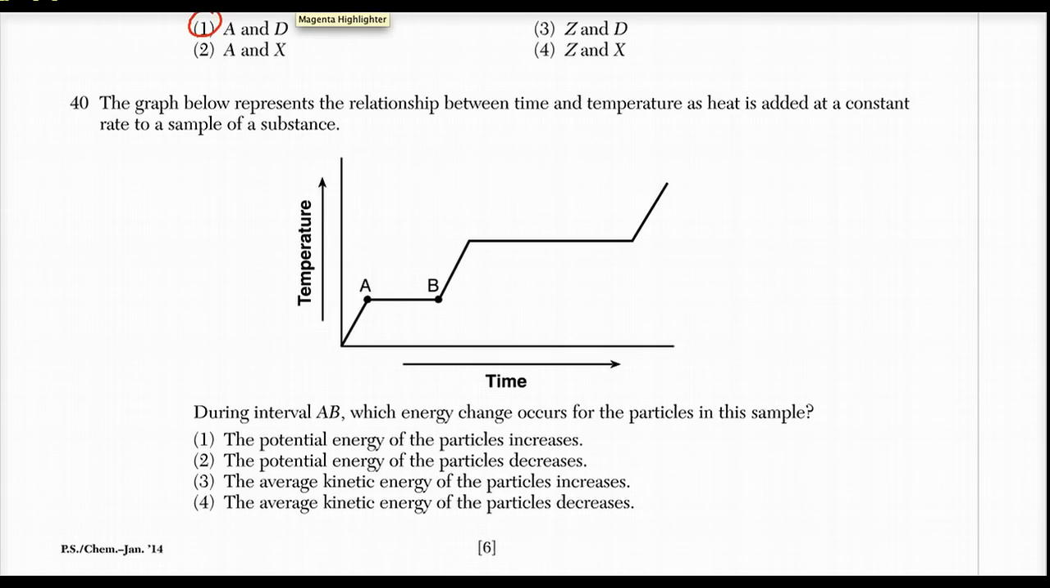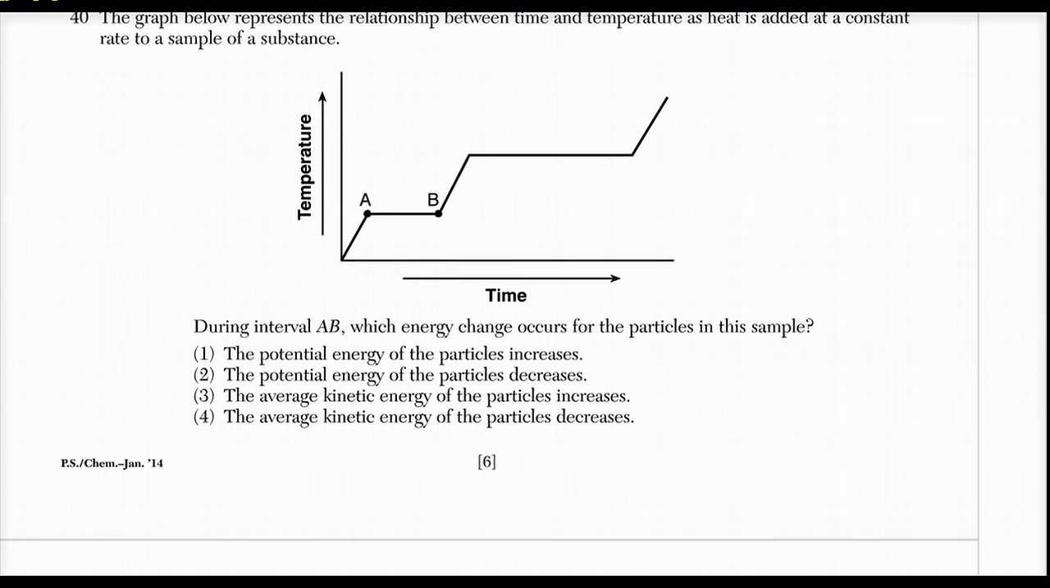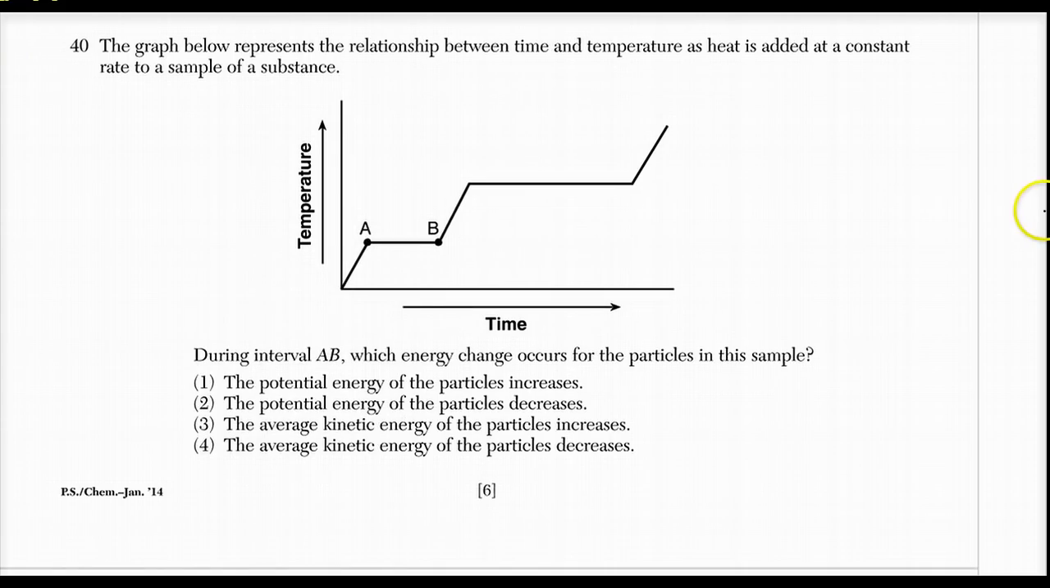The graph below represents the relationship between time and temperature as heat is added at a constant rate to a sample of a substance. During interval AB, which energy change occurs for the particles in this sample? Okay, well, you should know that this is the solid phase, the liquid phase, and the gas phase. Tremendous energy. This is a solid going to a liquid. The phase change, the temperature stays constant. And this is a liquid going to a gas.